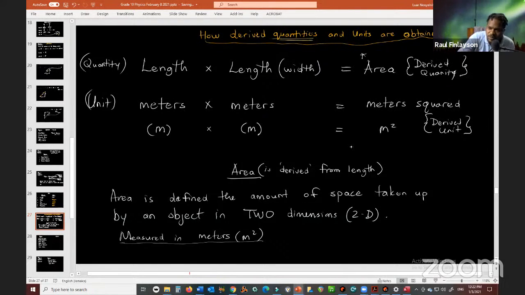It's double underline quantities and units. All right. First thing now, take the quantity, guys. So we have length. If you multiply the length of something by the length of some other part of the same thing, sometimes we call that part the width, then we get something called area. All right. Did anybody learn about this in math? Anybody know about area?